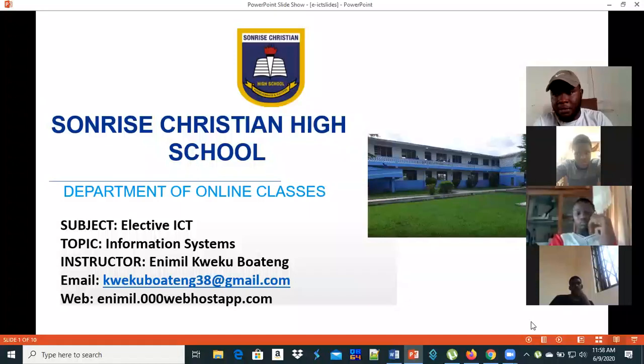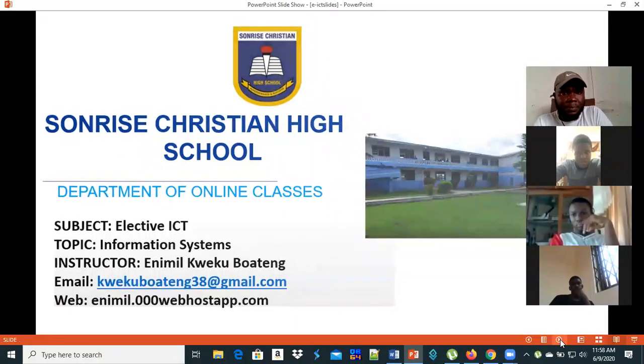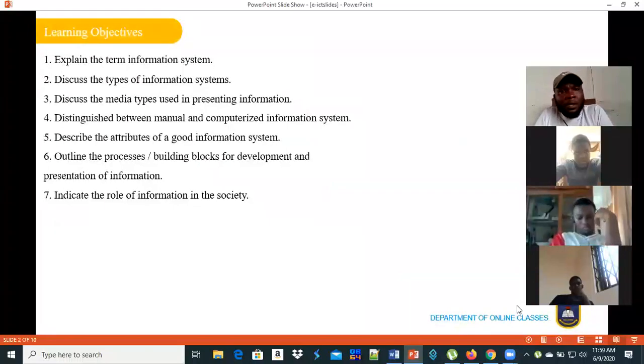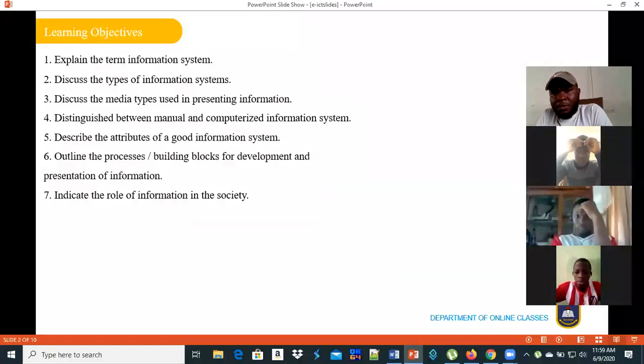So information systems, that is what you're going to look at today. By the end of this lesson, you should be able to explain the term information system, discuss the types of information systems, discuss the media types used in presenting information, distinguish between manual and computerized information system, describe the attributes of a good information system, outline the processes or building blocks for development and presentation of information, and indicate the role of information in the society. I believe we are good to go.